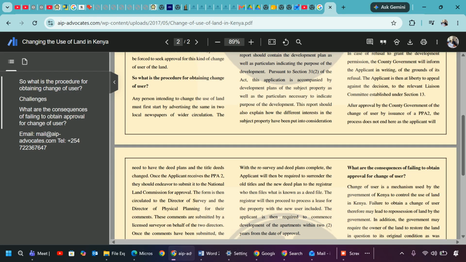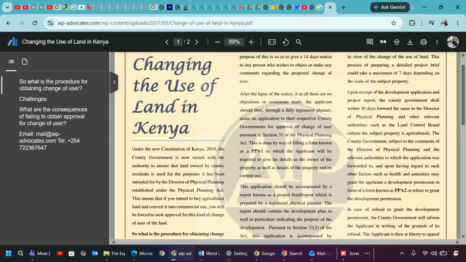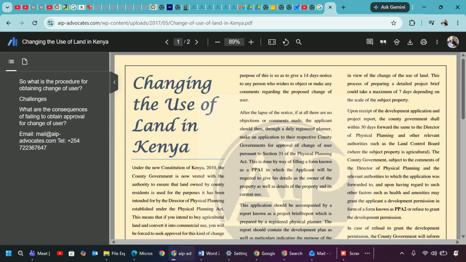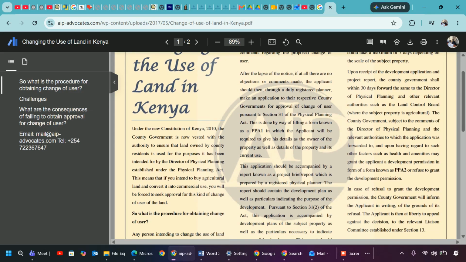is that any person intending to change the use of land must first start by advertising the same in a local newspaper of wide circulation. The purpose of this is so as to give a 14 days notice to any person who wishes to object. After the lapse of the notice, if there is no objection or comment, the applicant should then, through a duly registered planner, make an application to their respective county governments for approval of change of use pursuant to Section 31 of the Physical Planning Act.